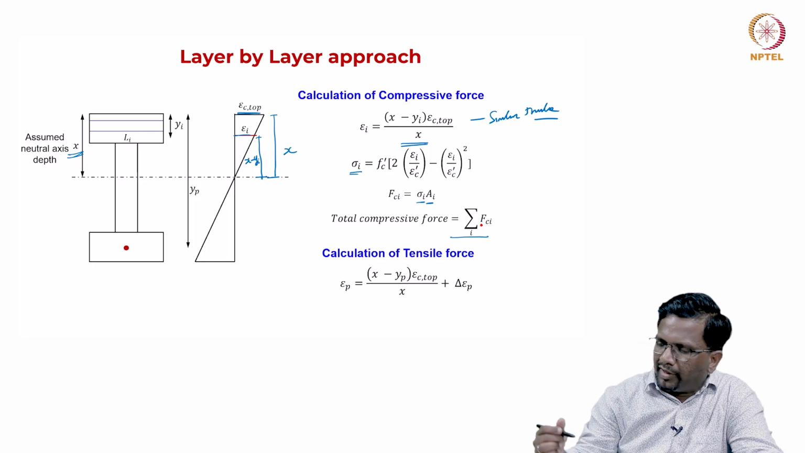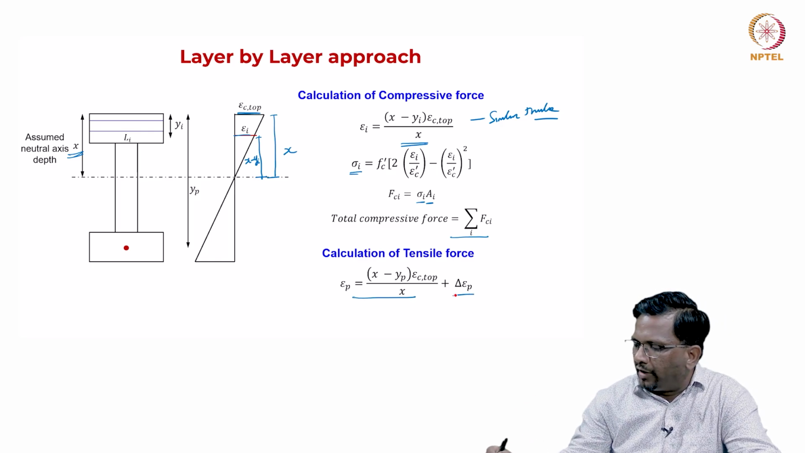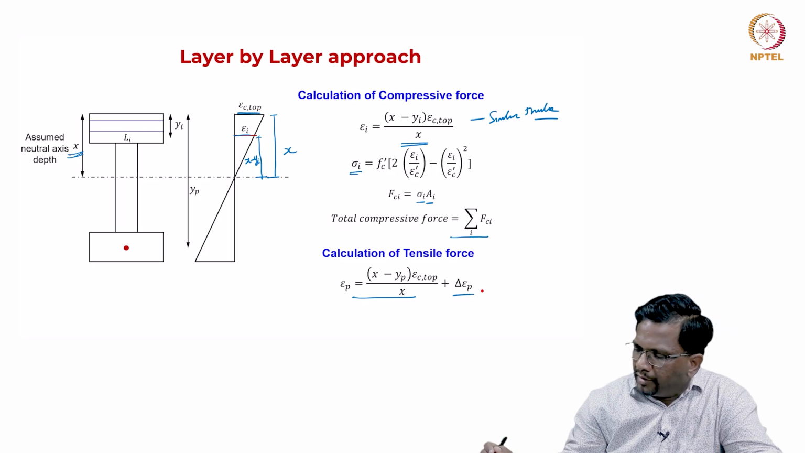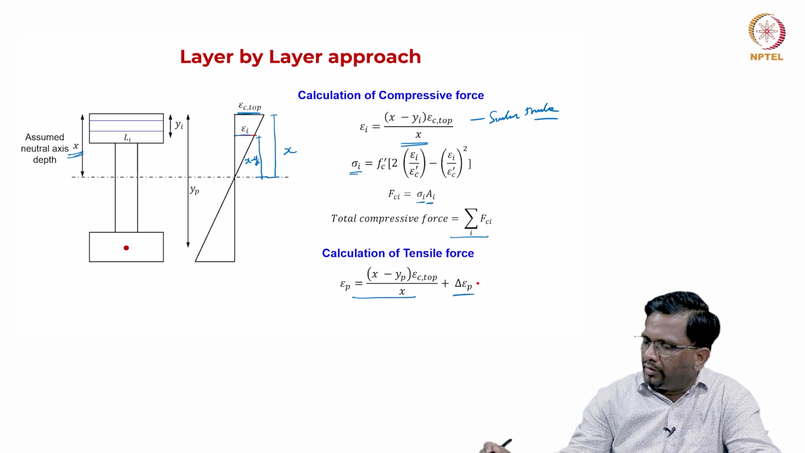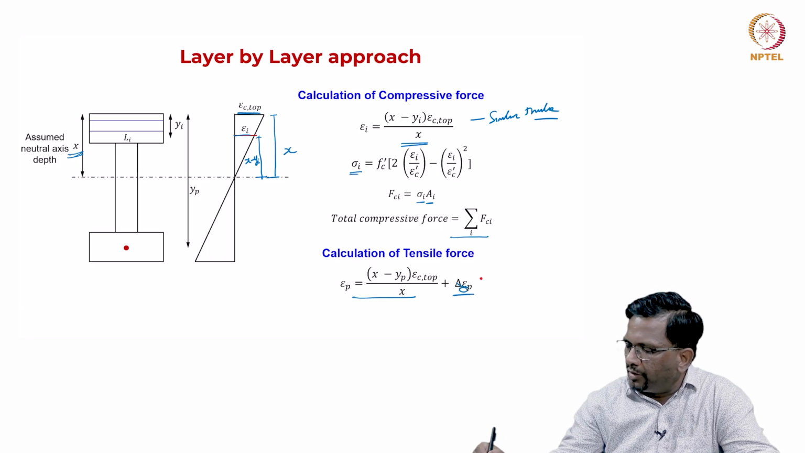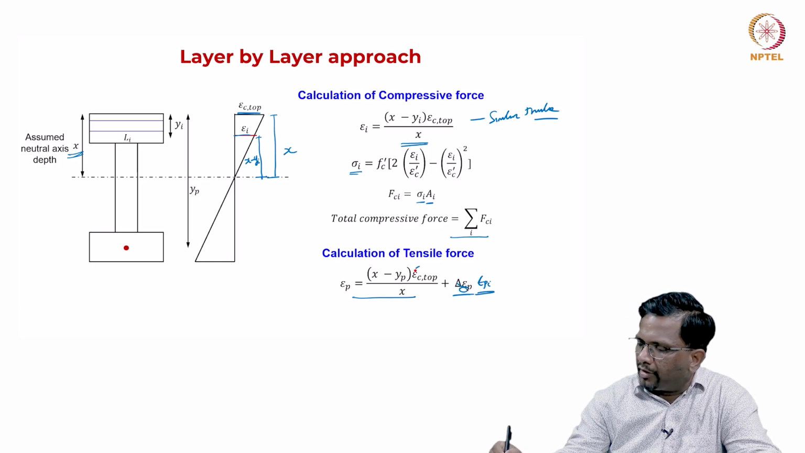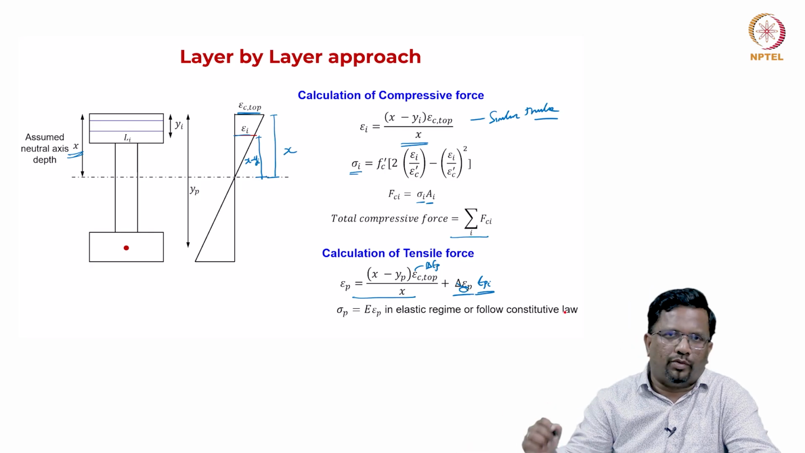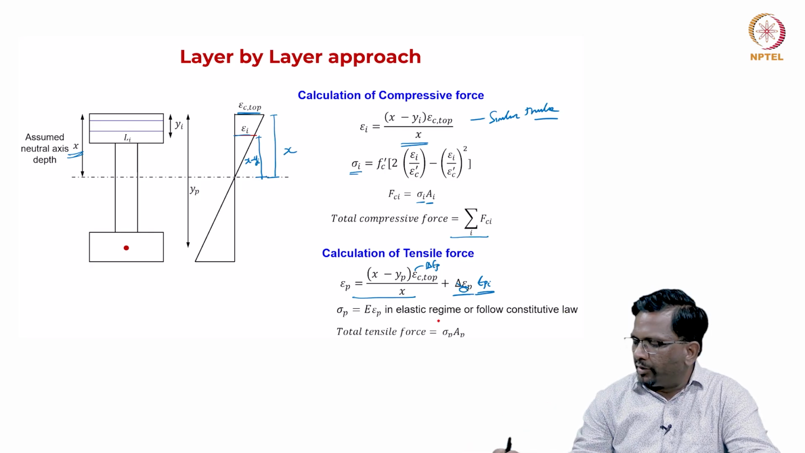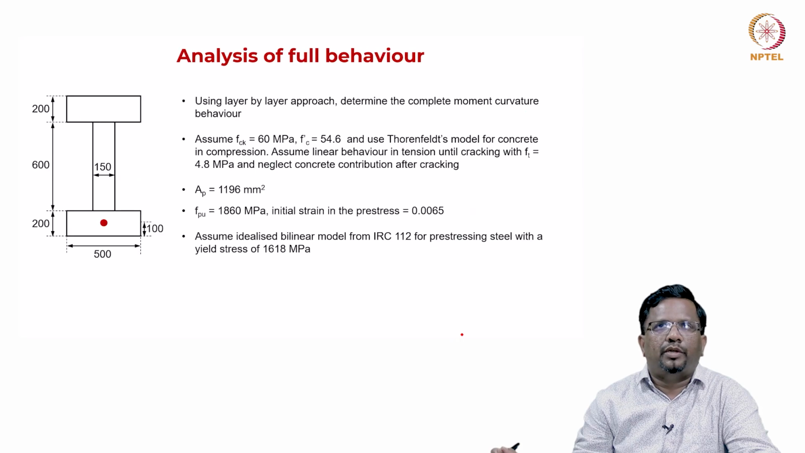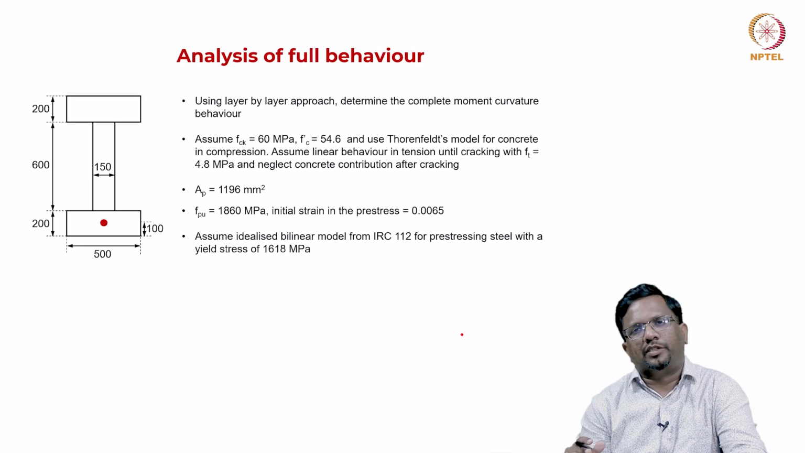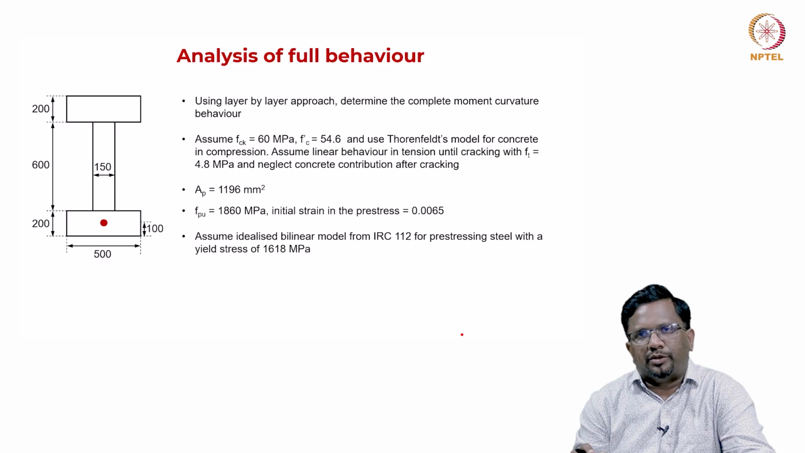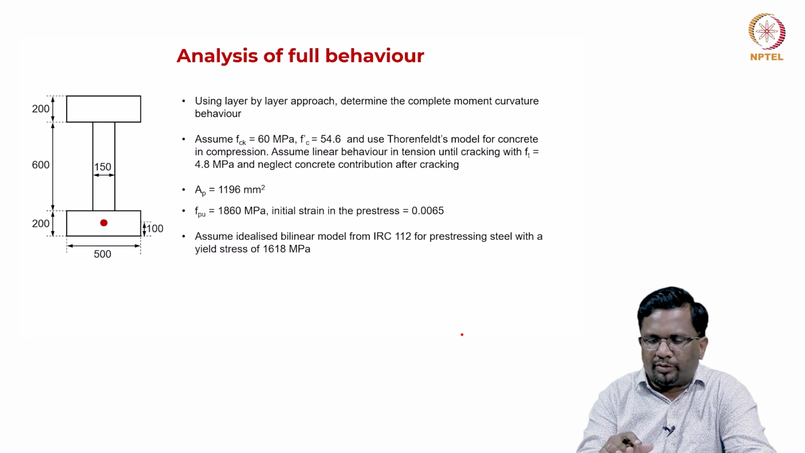Then tension force again is the same way, using similar triangle, and again epsilon p, delta epsilon p, you know that. So, I should say this as, okay, this should be epsilon pi, right. This is your delta epsilon, okay. And sigma p is your E into epsilon p in the elastic regime, or follow the constitutive law, whatever that is assumed, and you get your total tensile force, right. So, this is a quick example. This is a layer by layer approach, a very generic approach to get your moment curvature response.